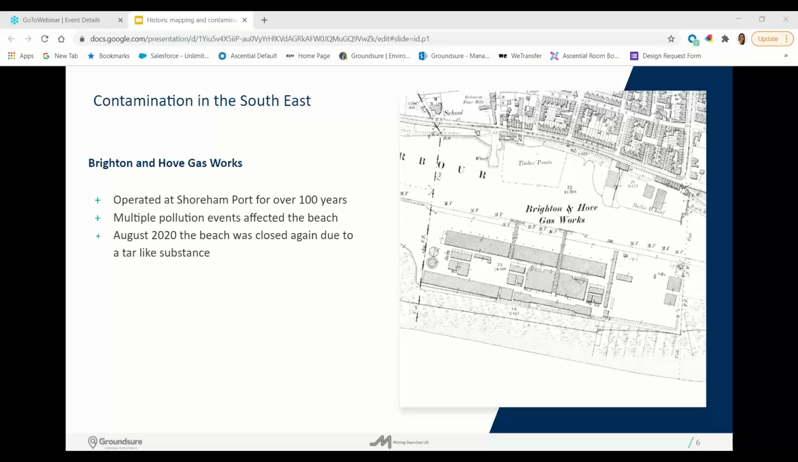Now moving on to the southeast. So this is actually not too far from where I am. This is the Brighton Hove Gas Works, which is situated at Shoreham in West Sussex, and has operated for over 100 years until its closure in the 1970s.